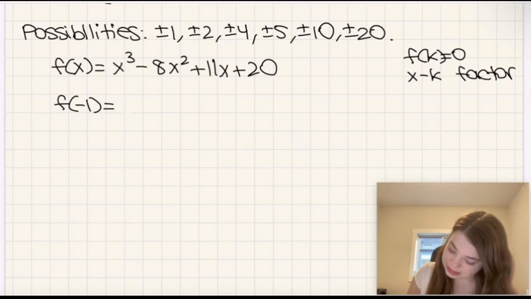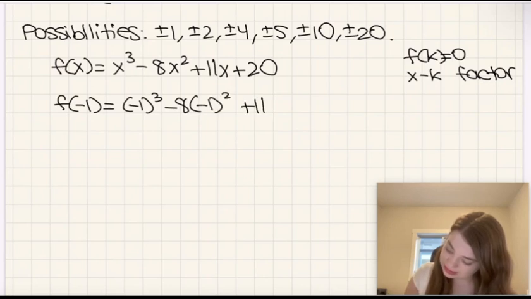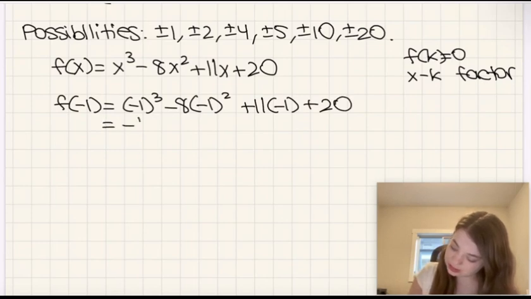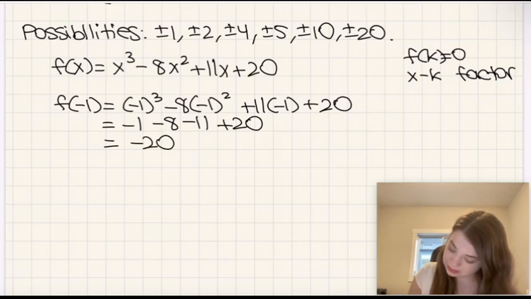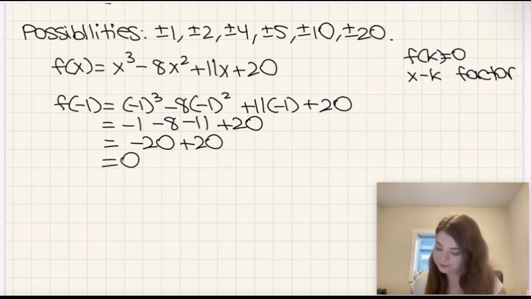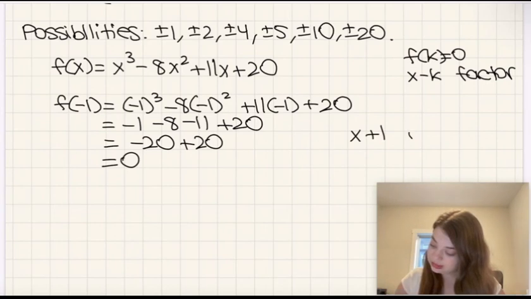F of negative 1 is equal to negative 1 cubed minus 8 times negative 1 squared plus 11 times negative 1 plus 20, which is equal to negative 1 minus 8 minus 11 plus 20, which is equal to negative 20 plus 20, which is equal to 0. So there we go. F of negative 1 is equal to 0, which tells me that x minus negative 1, or x plus 1, is a factor.